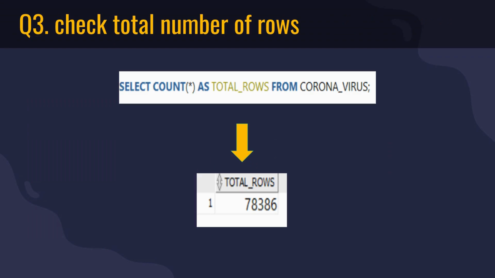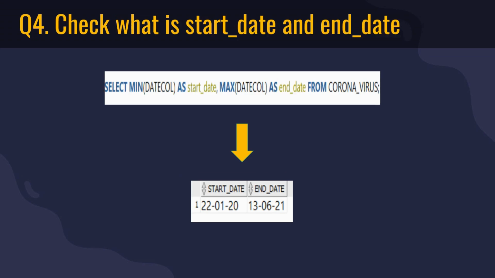We then check the total number of records in the dataset using the count function. The output gives us 78,386. To understand the time span of the data, we identify the earliest and latest dates by using the min and max functions on the date column. The output reveals these start and end dates.